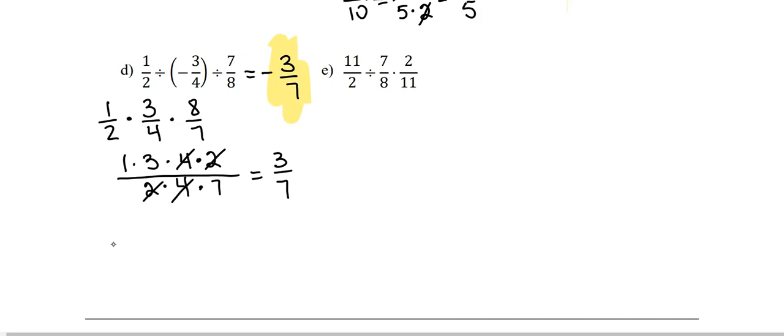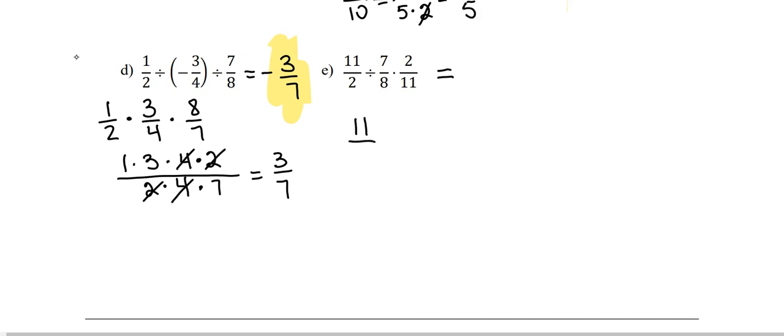The last problem in this set is part E, 11 over 2 divided by 7 over 8 times 2 over 11. All right, so we're going to keep 11 over 2. We're going to change the division into multiplication, use the reciprocal of 8 over 7, and leave 2 over 11 as it is because it is being multiplied, so we do not need to change the third fraction. So let's go ahead and rewrite this problem. And a quick check for the signs of the answer. All the numbers are positive, so I don't have to worry about the sign.